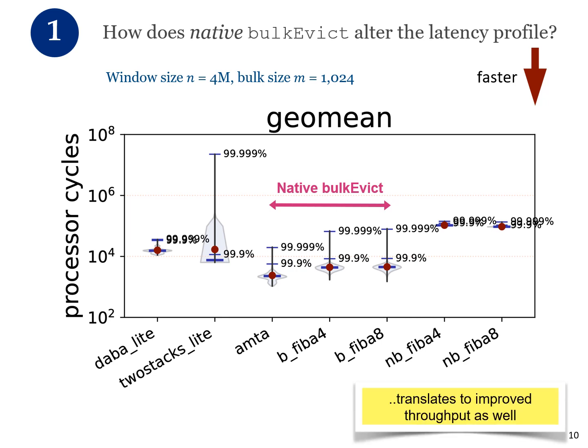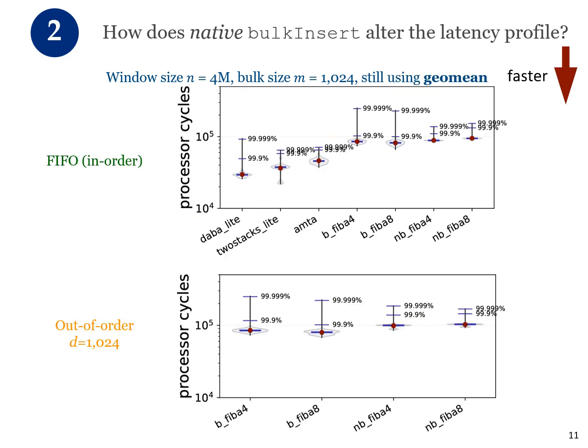We also performed throughput experiments. The numbers are in the paper, and it turns out that, again, our algorithm performs well on throughput for bulk evict. Now let's look at the latency effect of native bulk insert.